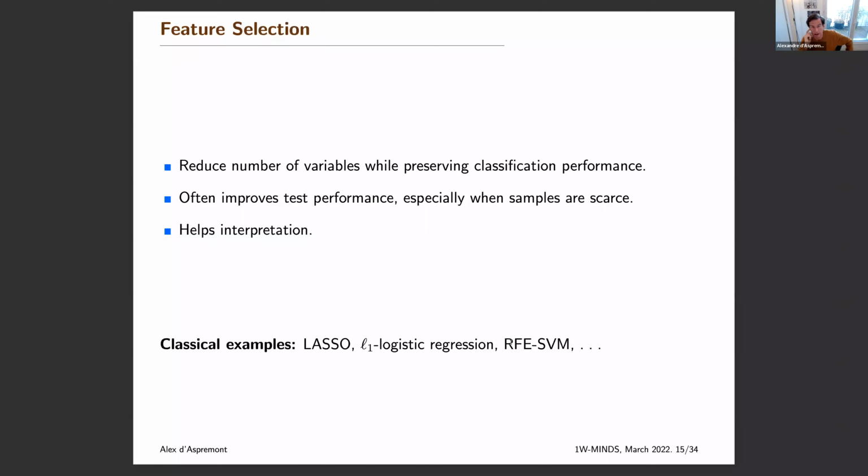And second, and perhaps more importantly, feature selection helps in interpretation. So if you end up with 10 variables instead of 10,000, it's much easier to understand the basic mechanism behind your statistical results. That's one of the main drivers behind all this work on feature selection. It helps you read exactly what's going on in a much more human-friendly way. So this is, of course, an extremely popular and well-covered problem. The most famous instances of feature selection are probably lasso, L1 logistic regression, recursive feature elimination using support vector machines, etc. The list goes on and on. It's very classical.